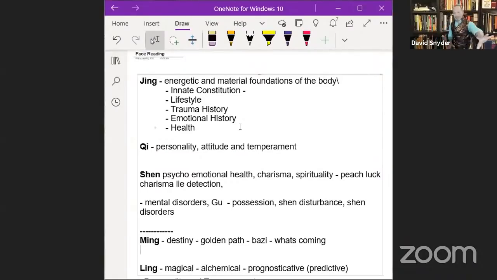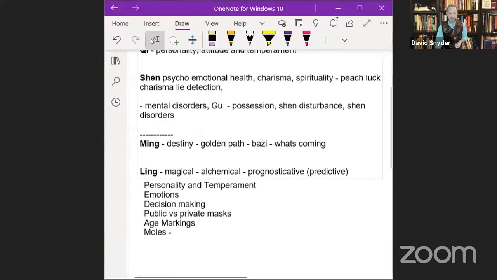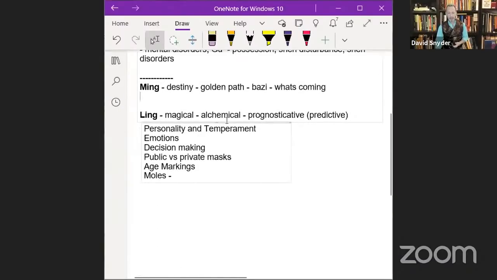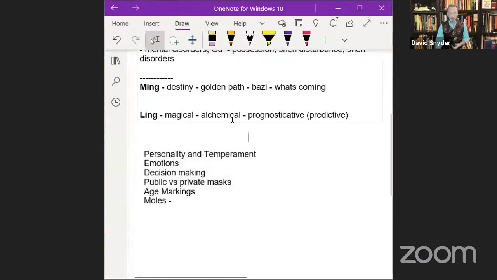And then, of course, it gets into the more esoteric things, one of which is called Ming. Ming refers to your destiny or your golden path, the spiritual mission that you came to this life to fulfill. It's related to the Chinese Bazi, which is fortune telling, basically. And then finally, you have what they call the Ling aspect. The Ling aspect is really all about the magical or alchemical processes. How do you convert Jing into Qi, or Ling into Qi, and become an immortal, basically?